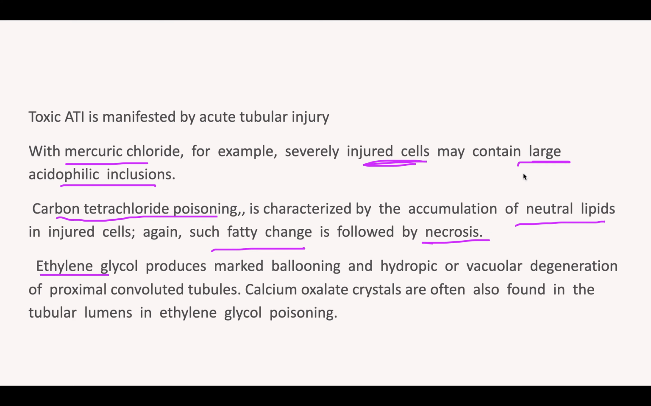And in ethylene glycol poisoning, what will be there? There will be ballooning and hydropic degeneration of the tubular epithelial cells. And also, very importantly, calcium oxalate crystals are found in ethylene glycol poisoning. There are certain pointers, you can say one-liners. In ethylene glycol poisoning, you will see ballooning of the tubular epithelial cells, and calcium oxalate crystals will be seen.